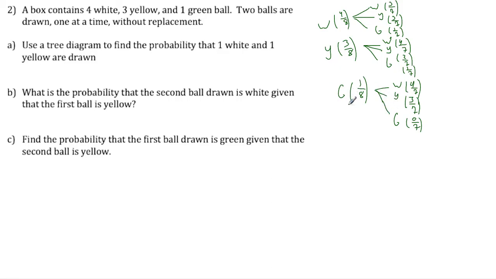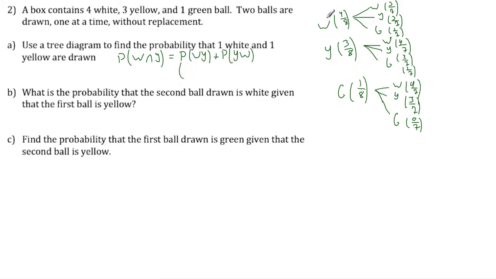Okay, so that's my probability tree. What's the probability that I get 1 white and 1 yellow? So this is the probability I get white and yellow, which equals the probability of white-yellow plus the probability of yellow-white. Remember, order does not matter.